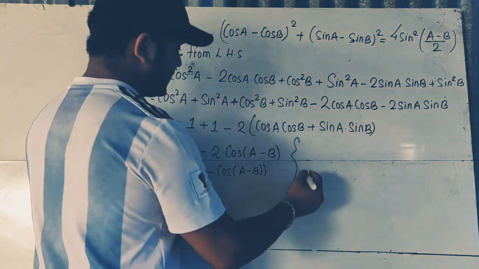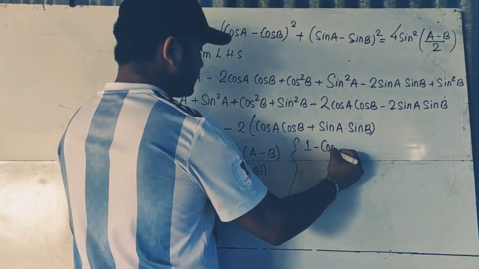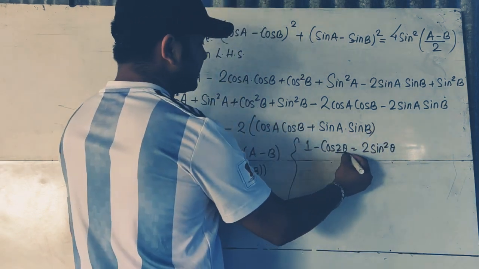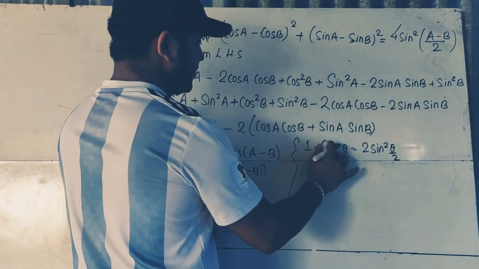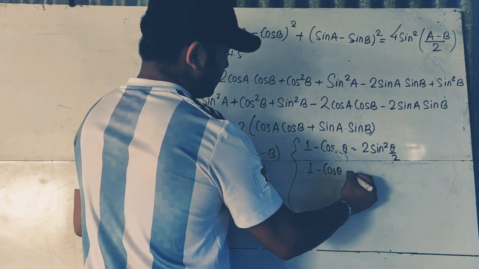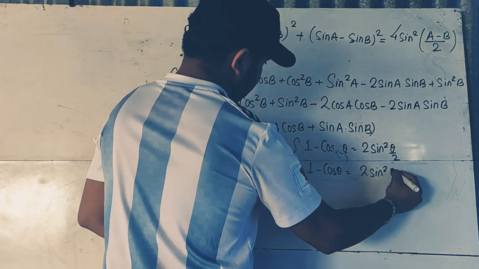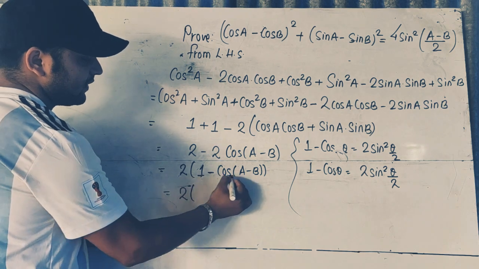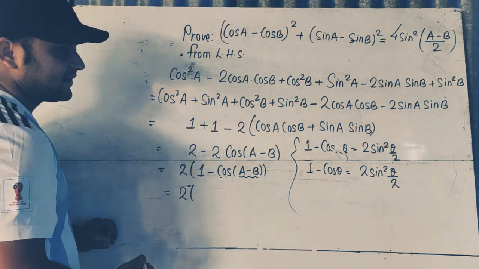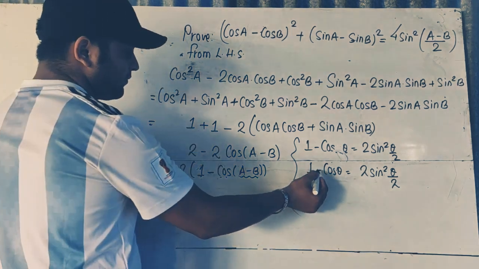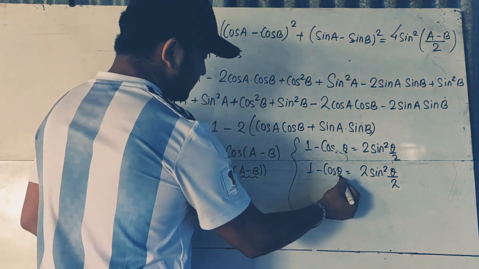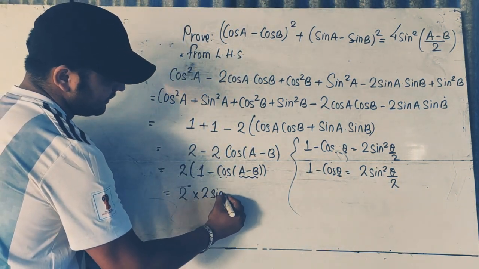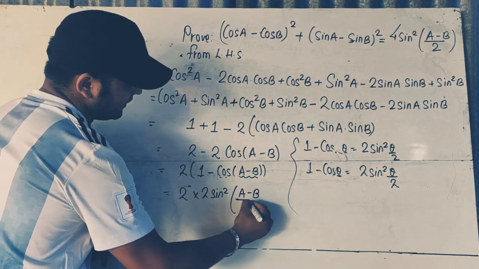Now let's compare this with the formula. We have 1 minus cos 2 theta equals 2 sin square theta. So if you divide each angle by 2, we will have 1 minus cos theta equals 2 sin square theta by 2. So applying the same formula here, assume a minus b as theta. Comparing with the formula 1 minus cos theta, in place of theta you have a minus b here. So you can use the formula 2 sin square of a minus b by 2.